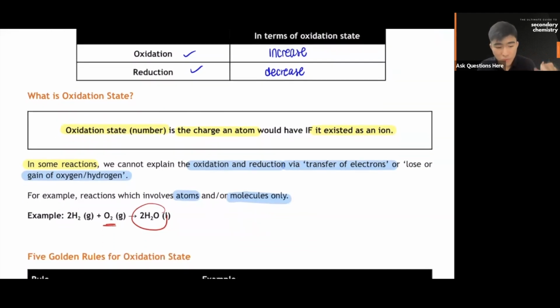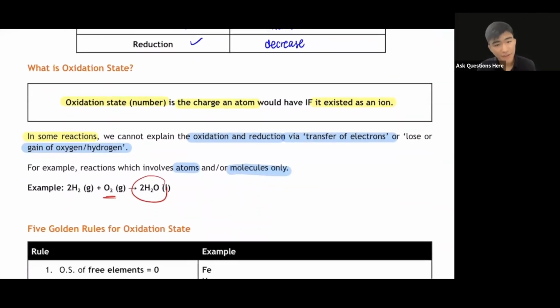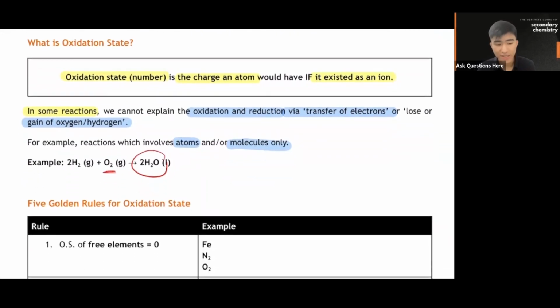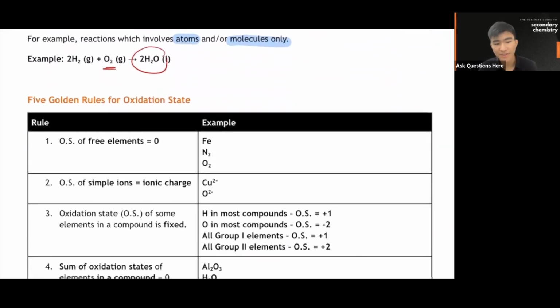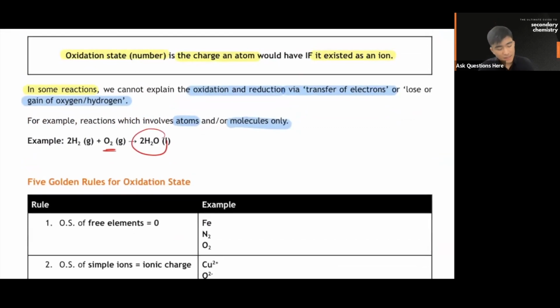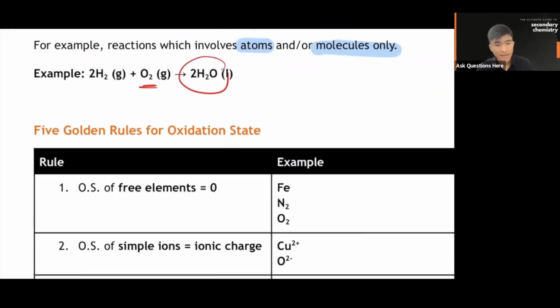All right, let's look at some of the rules for the oxidation state. There are 5 golden rules in total for oxidation state. Let's look at these 5 one by one. Let's look at the first rule first. OS here simply means oxidation state. Rule number 1 states that the oxidation state of free elements equals 0. What does this mean? Free elements equal 0.